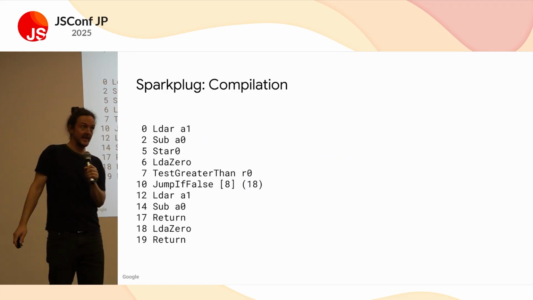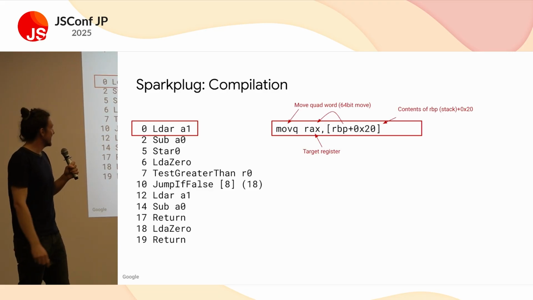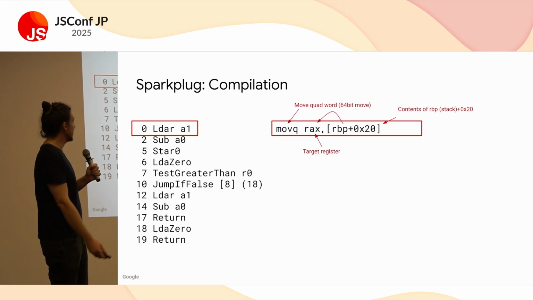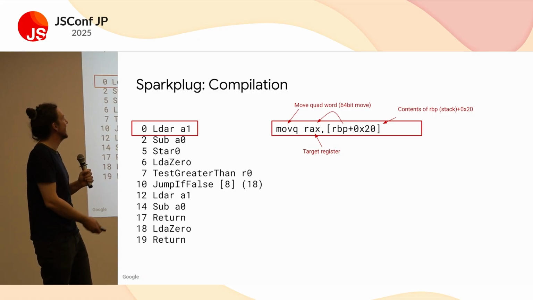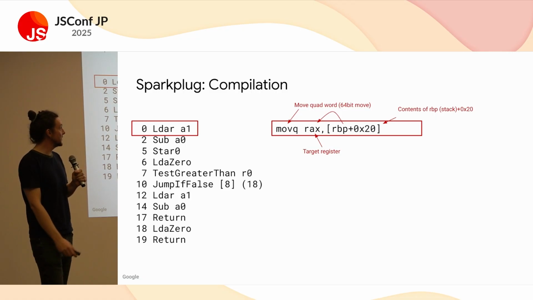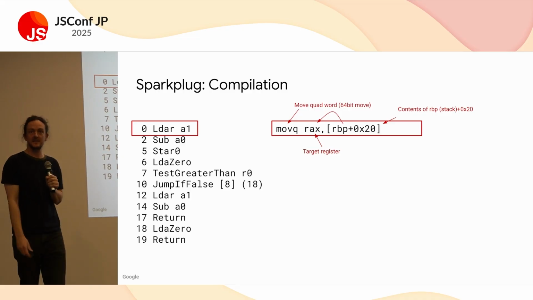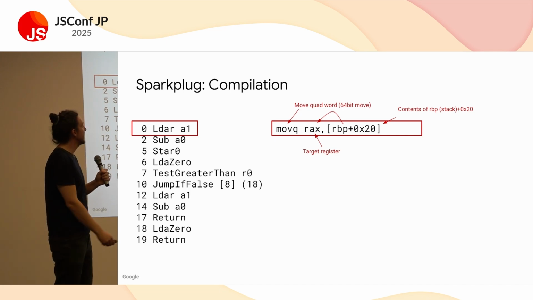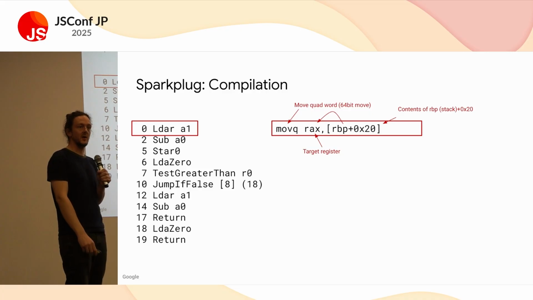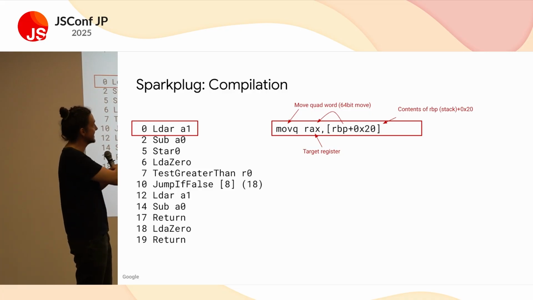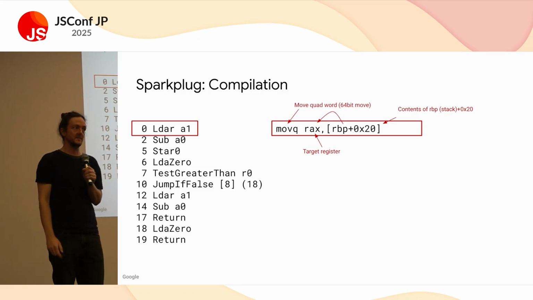So let's do this. I have more assembly than JavaScript on my slides. This is the load argument bytecode in x86-64. This is just a move instruction. The accumulator is a register on this architecture, so rax. And then in our calling convention, arguments to JavaScript functions come from the stack. So that's an access of the stack at a certain offset. That's the translation of this bytecode.